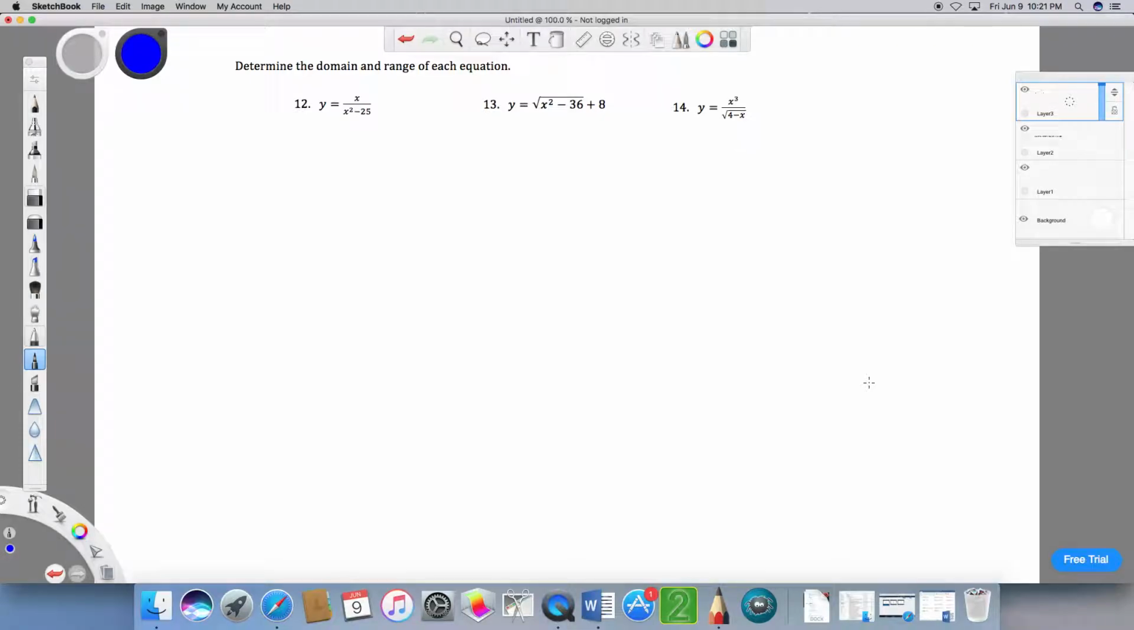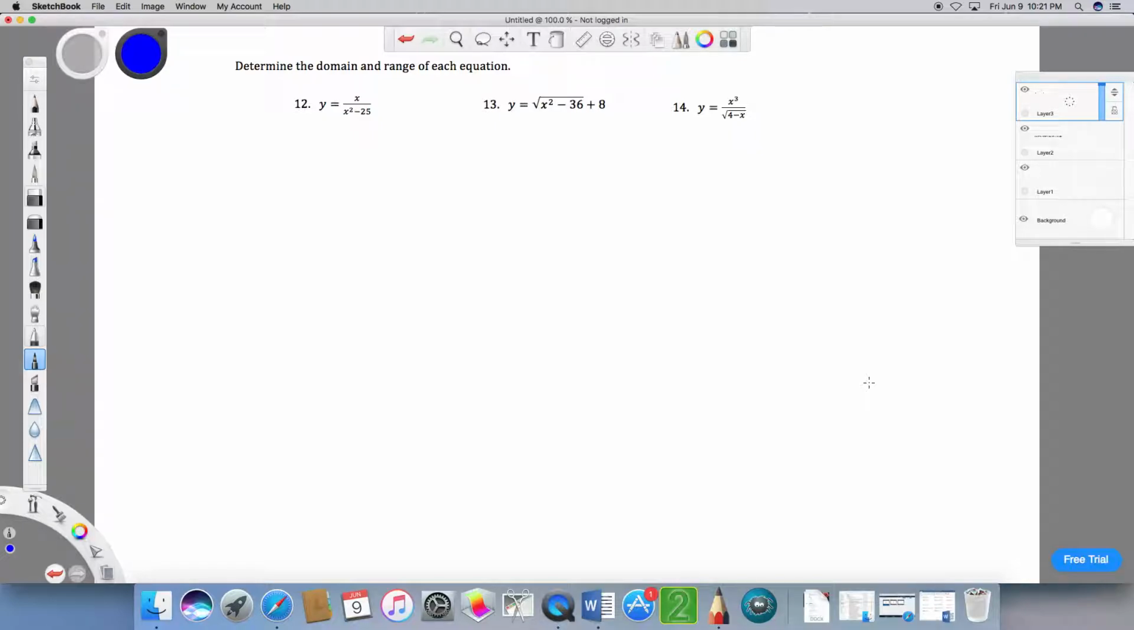Let's take a look at these three problems. They want us to find the domain and range for each one of these equations, each one of these relations. For the domain, we know the domain is the set of all real numbers, excluding, and we have two considerations, excluding any values of x that cause division by zero, and excluding any values of x that cause us to take the square root or even root of a negative number.